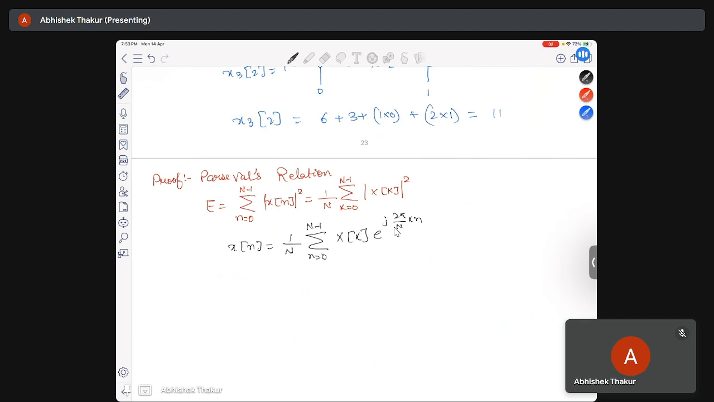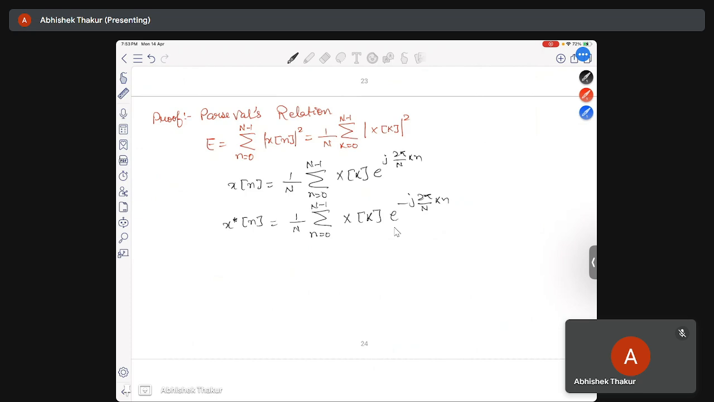So now we'll take the conjugate. So x conjugate of n is equal to 1 by N summation k equal to 0 to N minus 1 of X conjugate k e to the power of minus j 2 pi by N kn. So summation of n equal to 0 to N minus 1 of mod of x(n) squared is given as summation of n equal to 0 to N minus 1 of x(n) dot x conjugate of n.